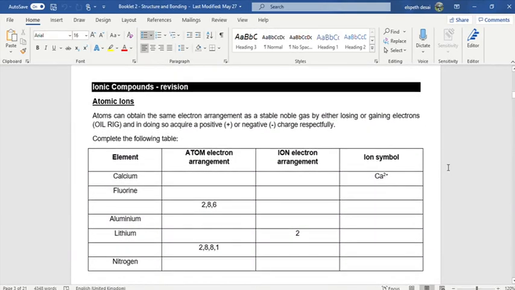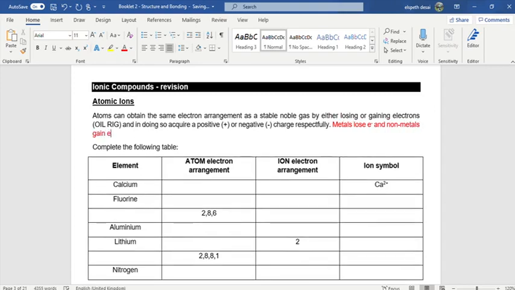And this first page is definitely a bit of revision of ionic compounds. So we're just remembering first of all about ions. Atoms can obtain the same electron arrangement as a stable noble gas by either losing or gaining electrons. Now one thing to bear in mind with this is just to remember that metals lose electrons and non-metals gain electrons. So what that means is metals will become positive ions and non-metals will become negative ions.